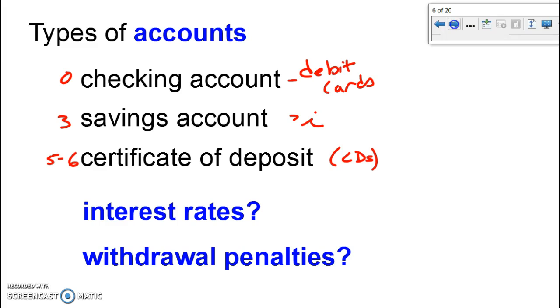Certificates of deposit, like some of the other investment things we'll talk about later, are subject to withdrawal penalties, which means if you put your money in the CD and it's a 3-year CD and you decide after 2 years you need the cash, you don't actually get to keep all the interest. You will actually pay a penalty for taking that money out sooner.